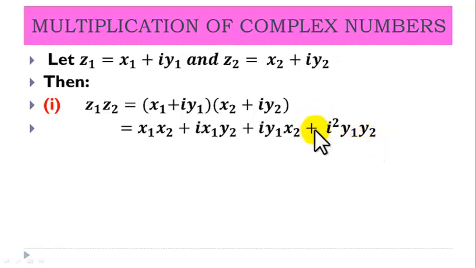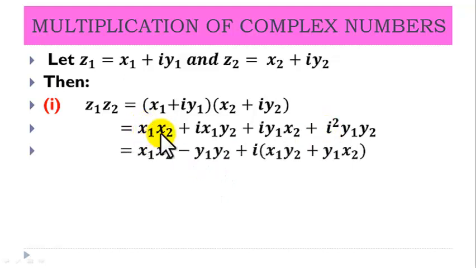But i squared is minus 1, so this will be equal to x1 x2 minus y1 y2. Let's put the real part together, plus also put the imaginary part together, which is i times (x1 y2 plus y1 x2).